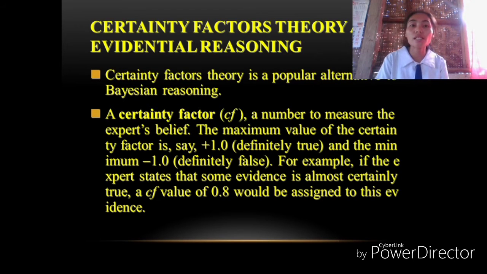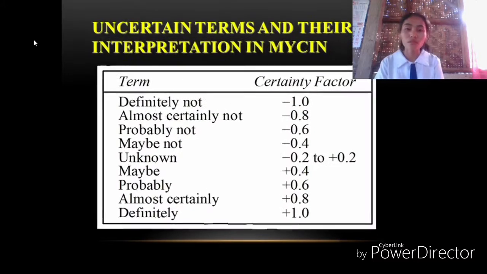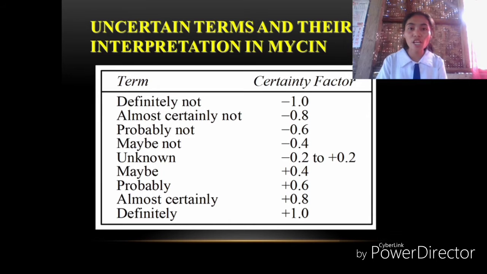Certainty factor theory and evidential reasoning. Certainty factor theory is a popular alternative to Bayesian reasoning. A certainty factor or CF is a number to measure the expert's belief. The maximum value of the certainty factor is, say, positive 1.0, definitely true, and the minimum negative 1.0, definitely false. For example, if the expert states that some evidence is almost certainly true, a certainty factor value of 0.8 would be assigned to this evidence.